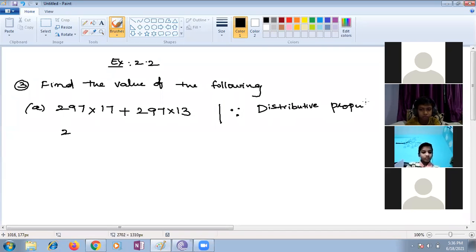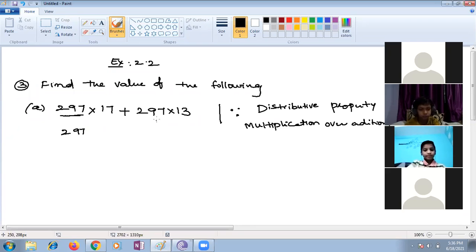Jaydeep, can you complete that? Yes, ma'am. This is the distributive property of multiplication over addition. Very good. Here, in the above statement, 297 is commonly distributed to both. That means you can recognize that 297 is the mother. You just use a bracket, because the mother is common for both, plus 13. So 17 plus 13 are the children.